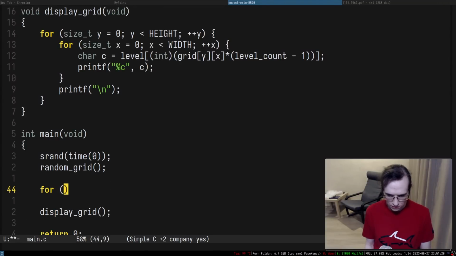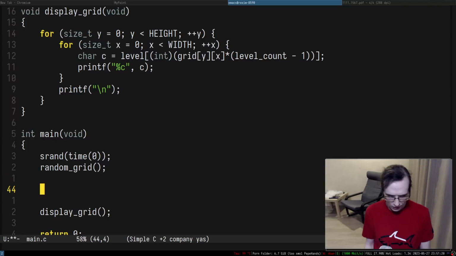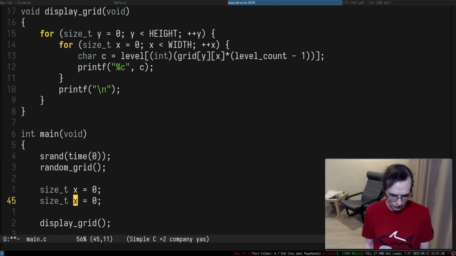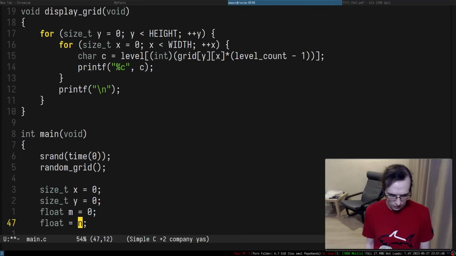And as we generated the random grid, what I want to do is define a point. Let's say I'm going to have x, which is going to be 0, and y is also going to be 0. That's the point for which we are going to be computing m and n. So initially they're going to be 0.